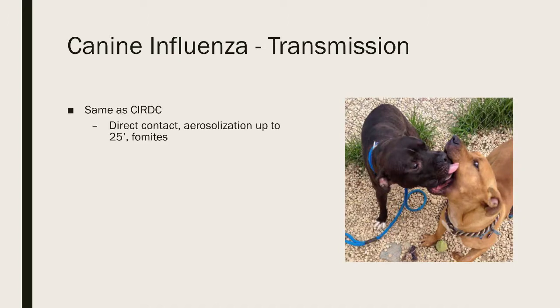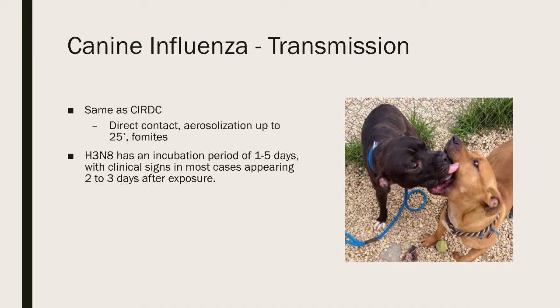So transmission is the same as canine infectious respiratory disease complex. We've got direct contact and aerosolization of the influenza virus up to about 25 feet, unless it gets carried farther by your ventilation. This can happen in shelters that have very large box fans blowing from one dog to the other, helping it travel a little farther. And then again, you guys as fomites.